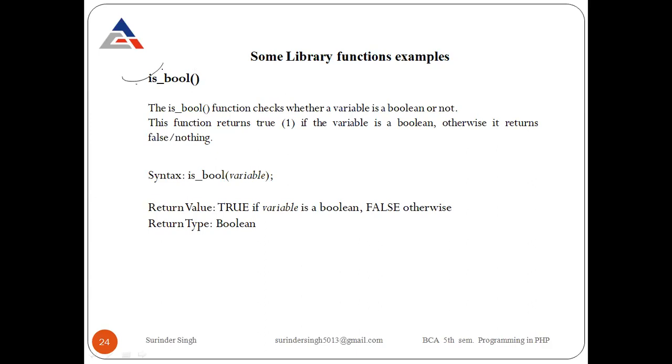Now the is_bool function. The is_bool function is used to check if a variable is of bool type or not. Clear? The is_bool function checks whether a variable is a boolean or not. This function returns true if the variable is a boolean, otherwise it returns false. In PHP you also have functions like is_integer, is_float, is_double, like these functions. Clear?